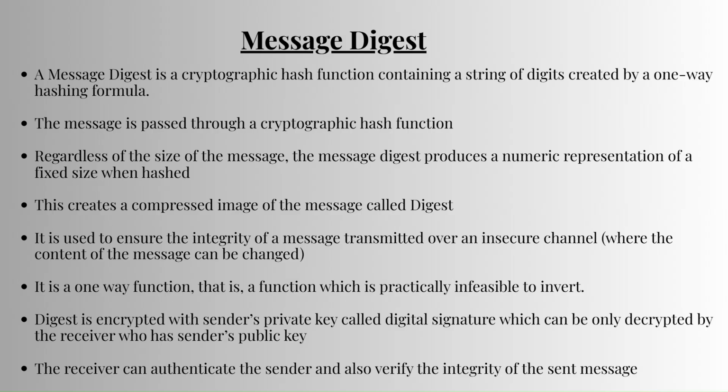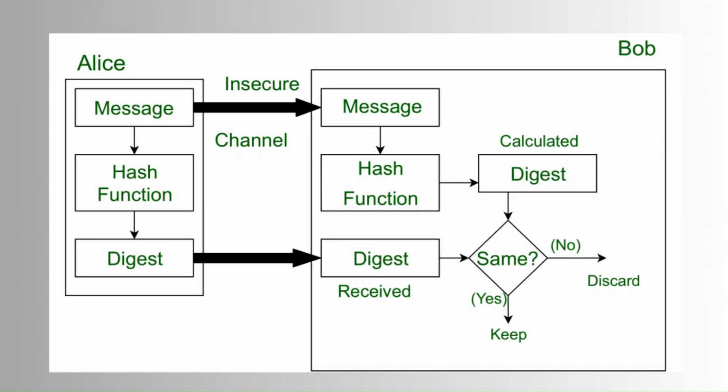It is a one-way function. The function is practically infeasible to invert. The digest is encrypted with the sender's private key, called a digital signature, which can only be decrypted by the receiver, who has the sender's public key. The receiver can authenticate the sender and also verify the integrity of the sent message. So basically, the hashing algorithm and message digest are all used for verifying the integrity and authenticity of the message. And this we will discuss in the further slides.